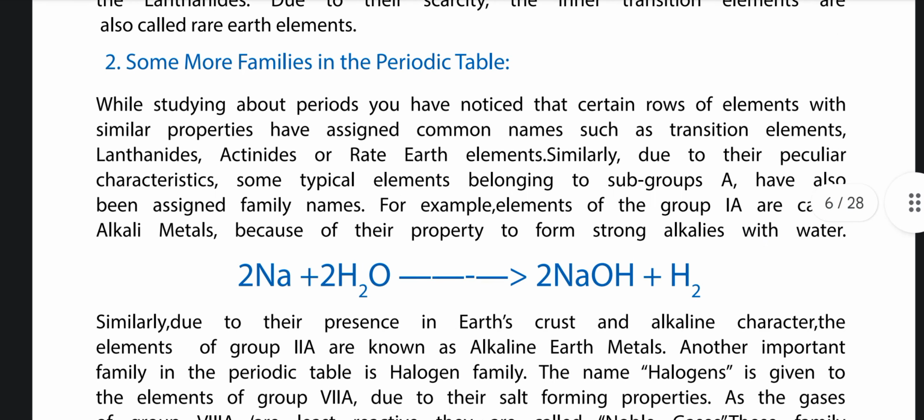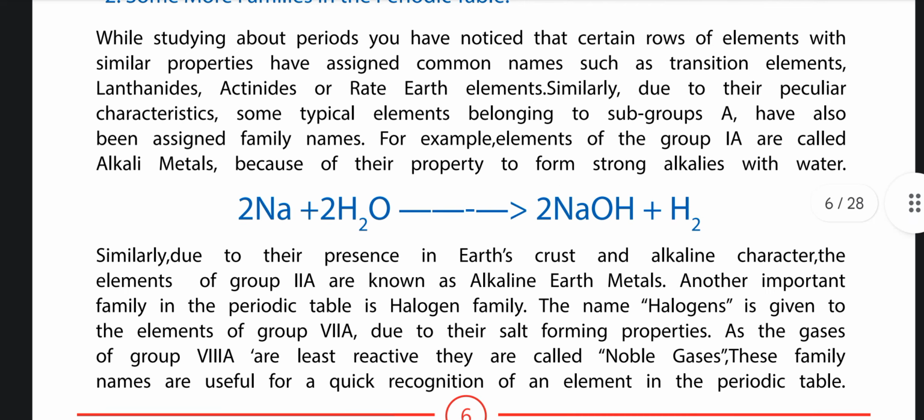Some more families that belong to the periodic table. While studying about periods, you have noticed that certain rows of elements with similar properties have been assigned common names such as transition elements, lanthanides, actinides, or rare earth elements. Similarly, due to their peculiar characteristics, some typical elements belonging to A subgroups have also been assigned family names. For example, elements of group 1A are called alkali metals because of their property to form strong alkalis with water.